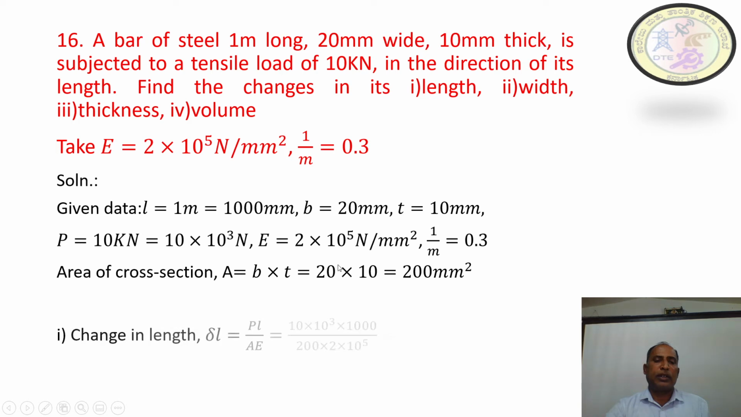Now we'll calculate the change in length. As we are very familiar with the equation, delta L is equal to PL by AE. Substitute all the values of P, L, A and E, then get the value of delta L. So therefore after calculating, delta L will be 0.25 mm.